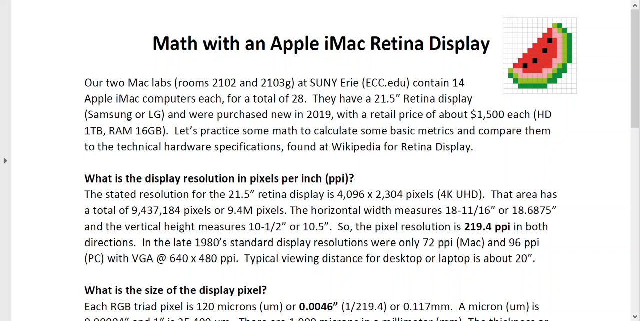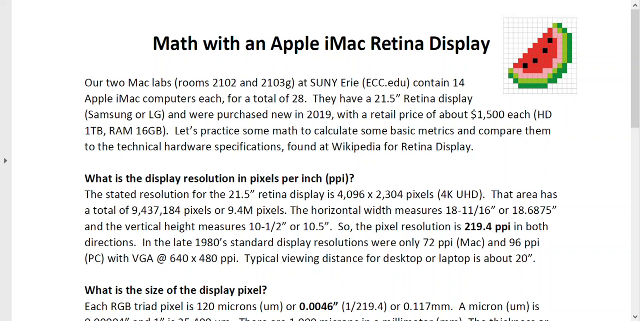And they're the 21.5 inch Retina displays, which are made by either Samsung or LG. And they're brand new computers purchased in 2019, and they're about $1,500 each. They have 1 terabyte of hard drive and 16 gigabytes of RAM. And what I wanted to do was just do some simple math when it comes to their display resolution.